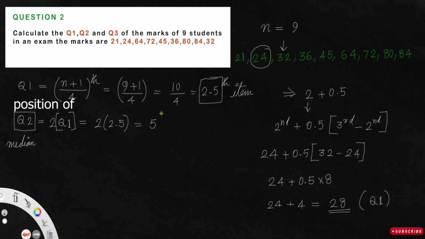So that will be the fifth item. So what's the fifth item? It's actually 45. So Q2 will be 45.